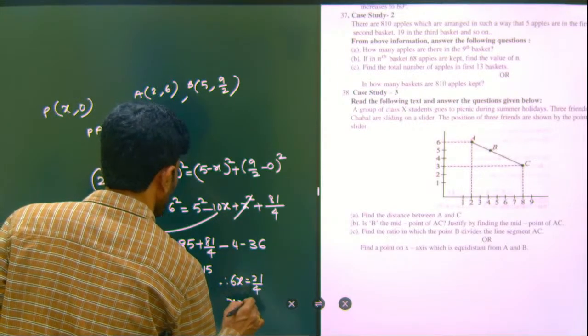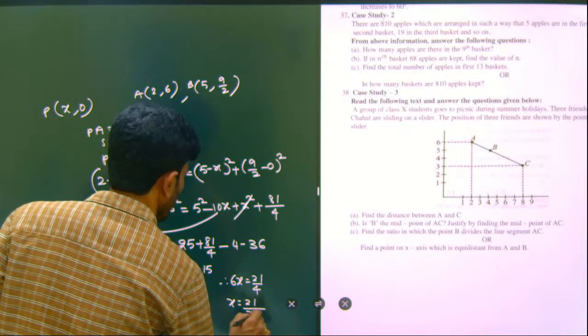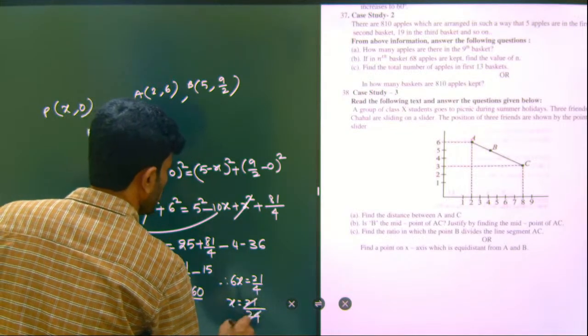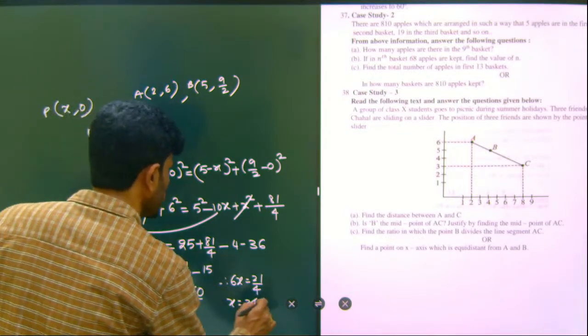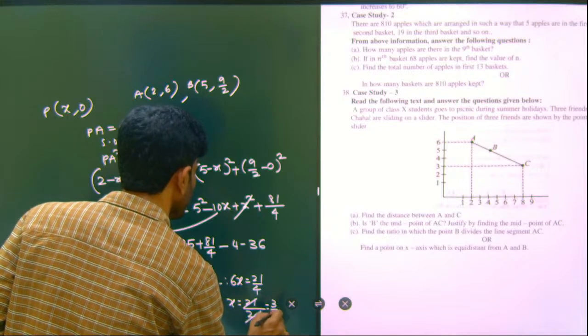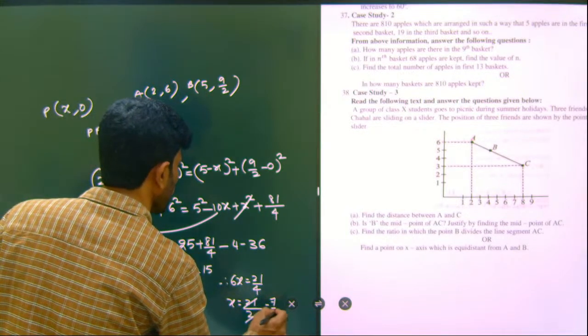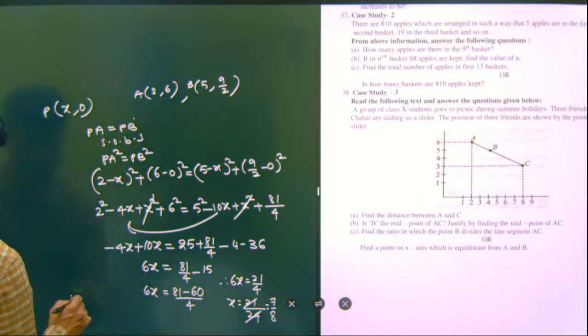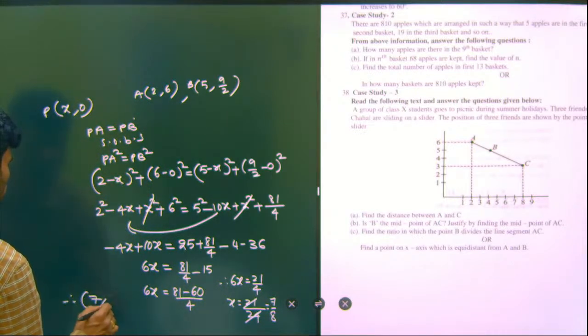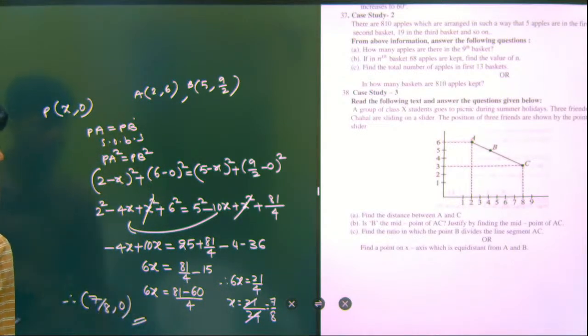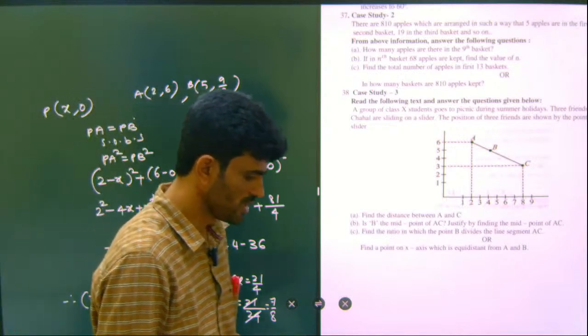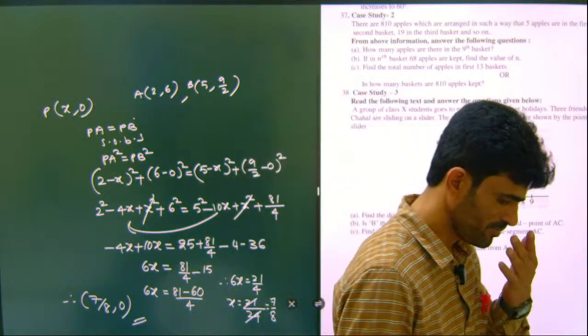X is equal to 21/24, 3/8. Not 3/8. 3 7s are 21, 3 8s are 24, so 7/8. Therefore the point is 7/8 comma 0. Hope this is completed. Hope you got it.